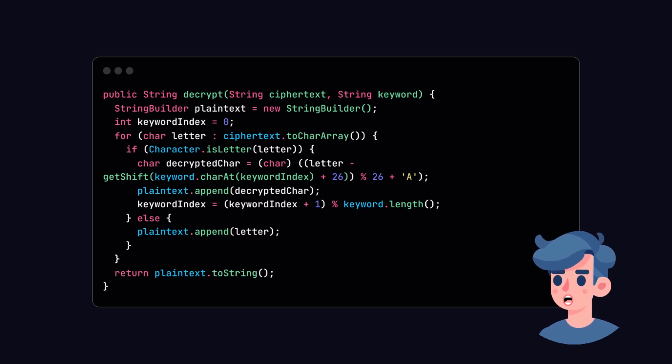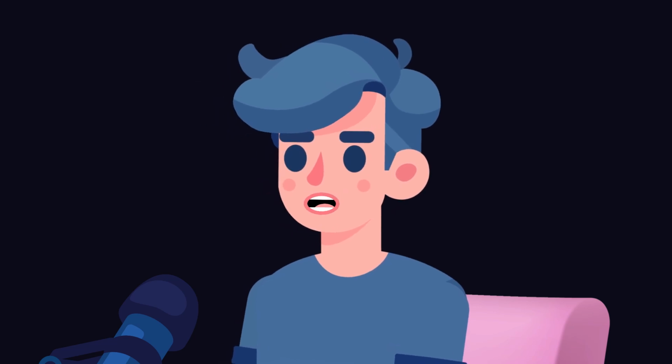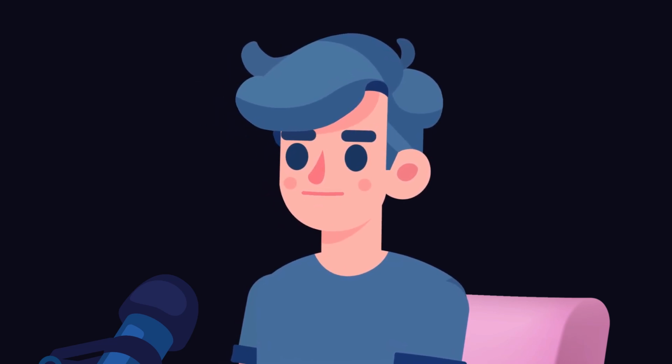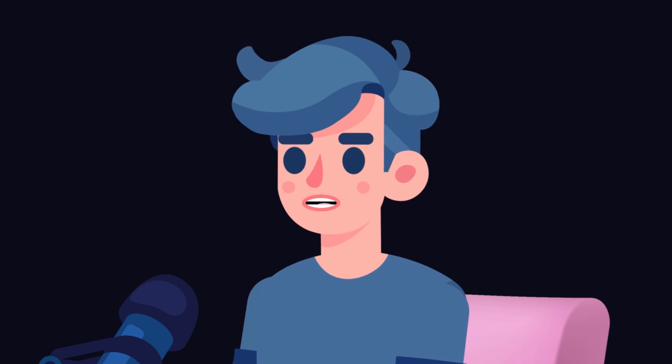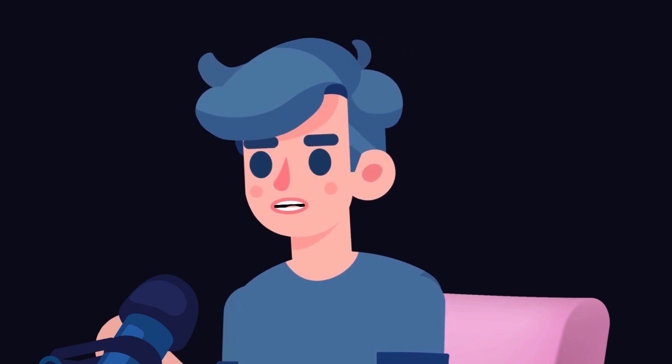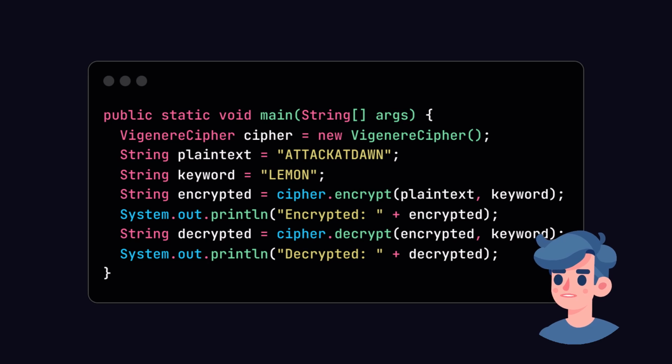Now, let's move on to implementing the decryption method. This will be very similar to the encryption method, but we'll subtract the shift instead of adding it. In the decrypt method, we again check if the character is a letter. If it is, we compute the decrypted character by subtracting the shift and ensuring we wrap around correctly using the modulus operation. Now that we have our encryption and decryption methods, it's time to test our cipher.